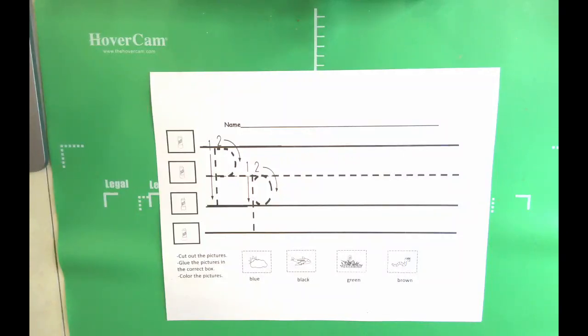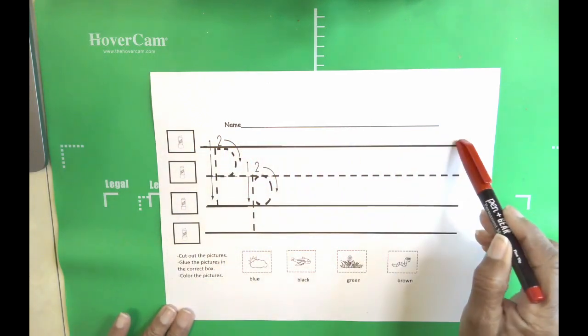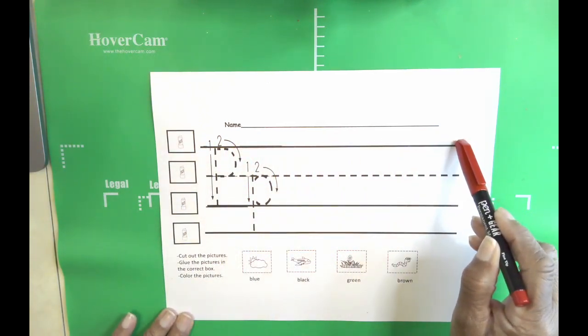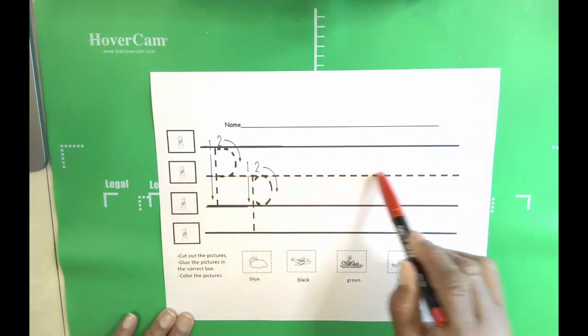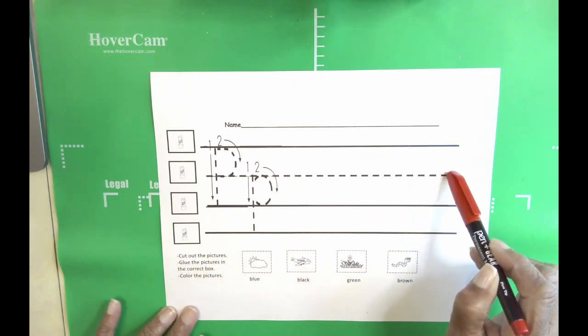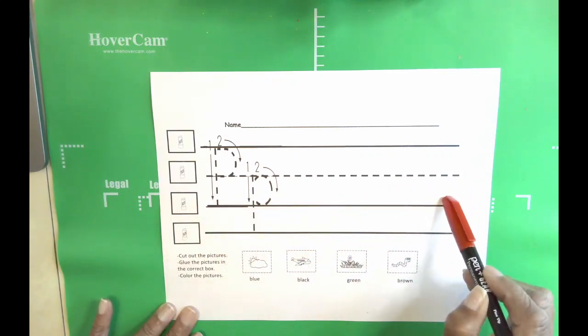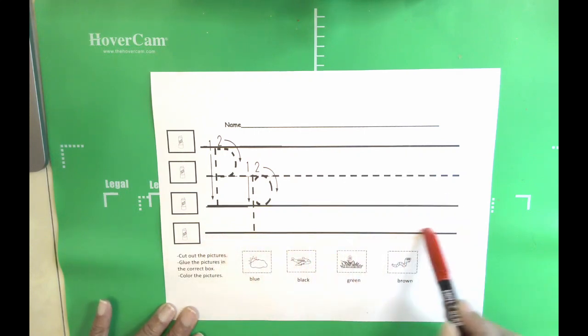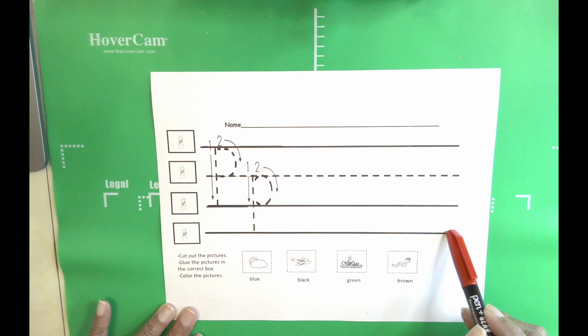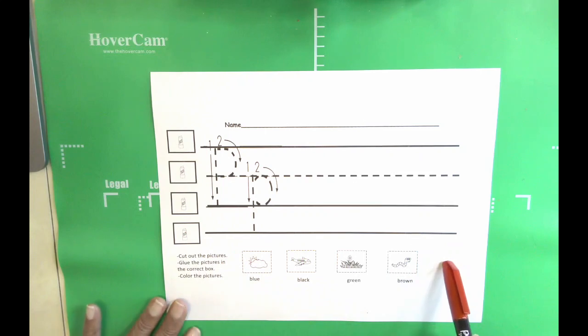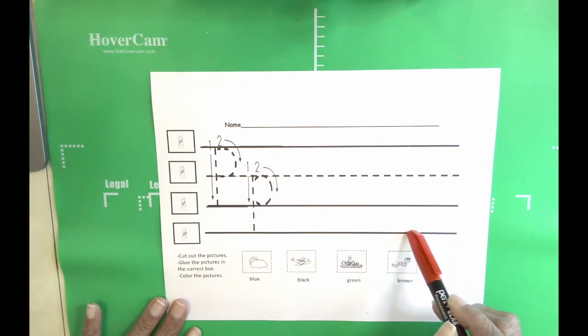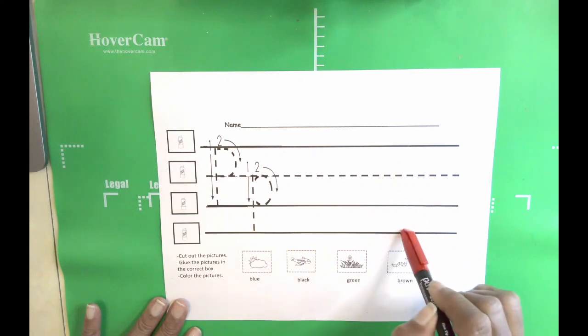Okay, boys and girls, let's get started with our lesson. We have our grid, and we know that the first line is called the skyline. The second line, the dotted line, is called the plane line. The third line is called the grass line, and the last line, the fourth line, is called the worm line.